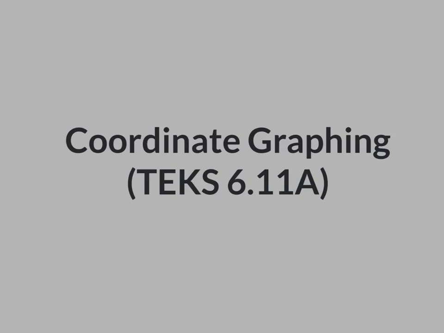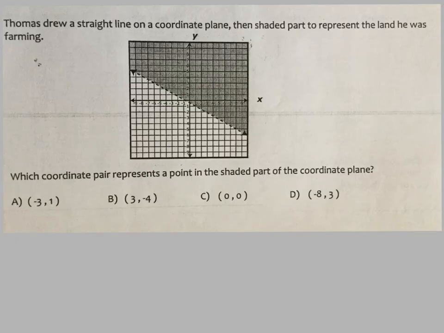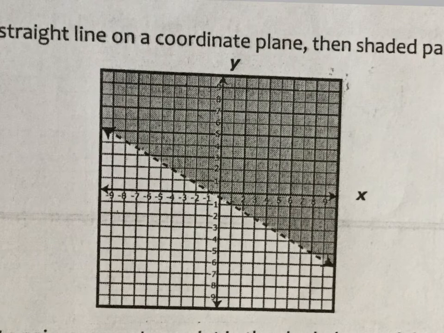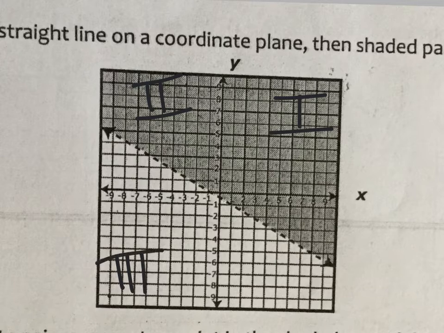In this lesson, we'll be practicing with coordinate graphing. This activity meets the requirements for TEKS 6.11A. Thomas drew a straight line on a coordinate plane, then shaded part to represent the land he was farming. So it appears by looking at this coordinate plane that Thomas is farming the area inside the shaded portion of the coordinate plane. Quadrant 1, most of quadrant 2, none of quadrant 3, and just some of quadrant 4.